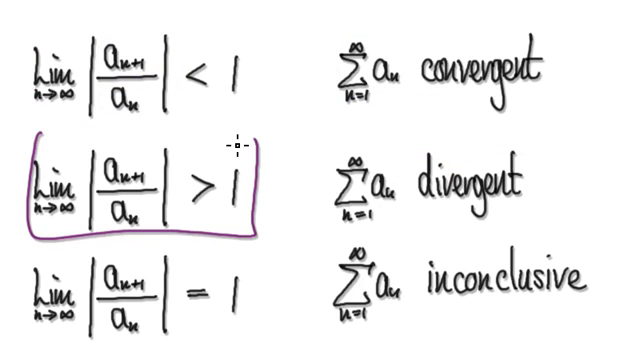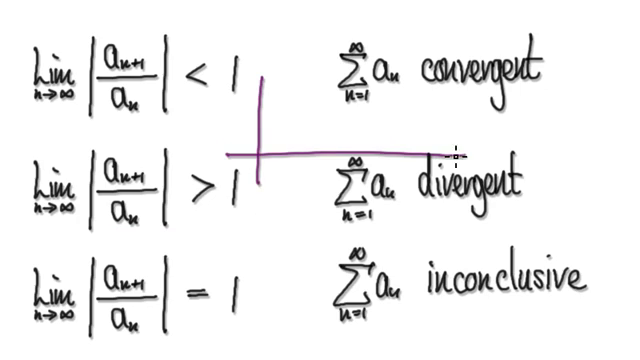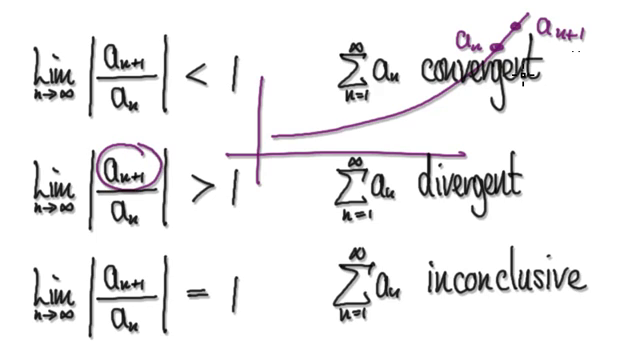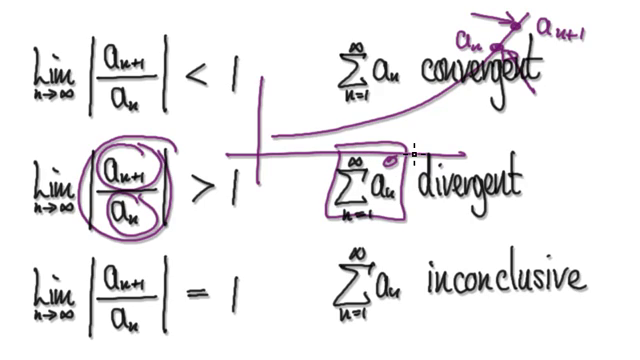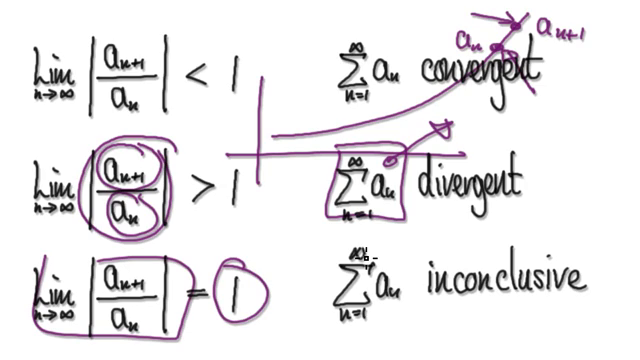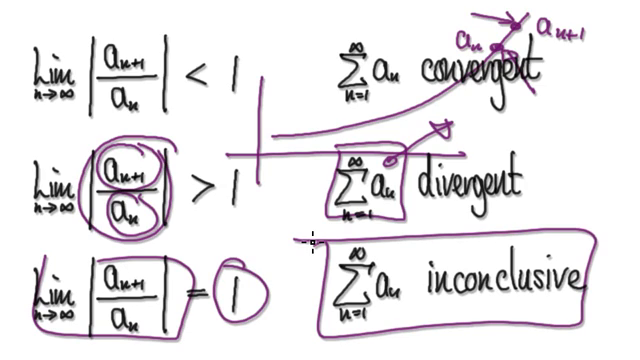Now suppose you have a series looking something like this. This is your current term, an, and then your next one is an plus 1. The ratio test is saying get your next term, divided by your current term, and if the whole thing is greater than 1, then you can conclude that the original series will diverge. If it equals 1, then it's inconclusive, and you have to do more tests.